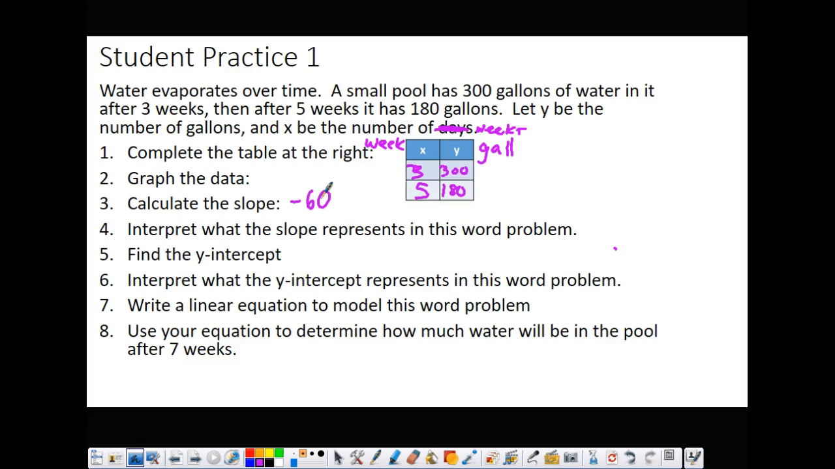Now, let's interpret that a little bit. That's negative 120 what? Gallons over 2 weeks. And we just reduced it to this, right? So that means I am losing 60 gallons every week. All right, so that's what the slope represents. It's how many gallons we're losing every week. So that's the answer for part 4.